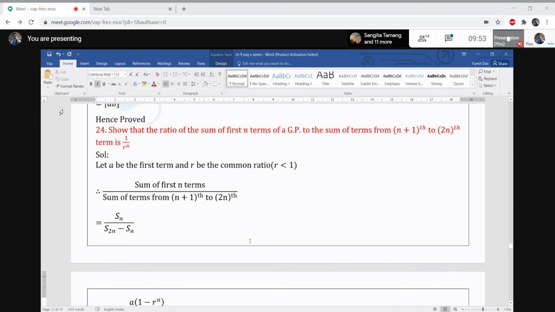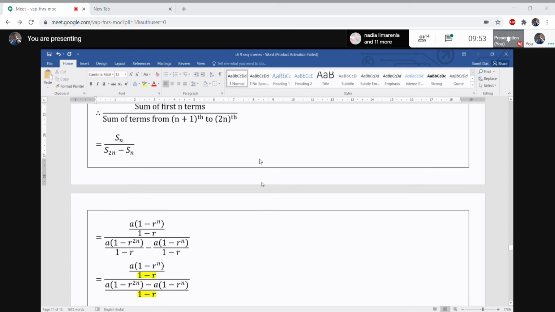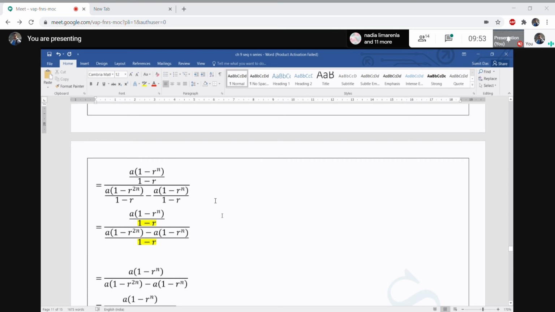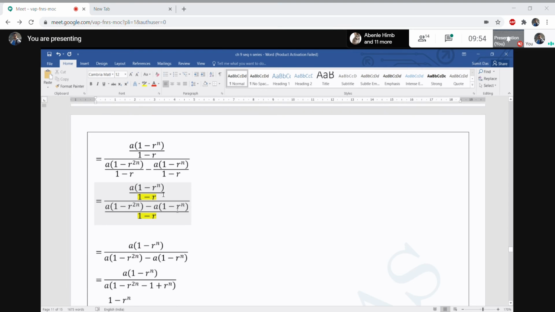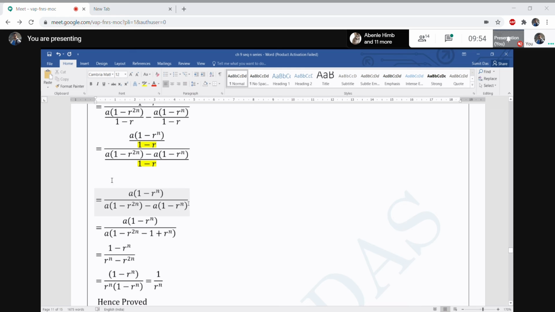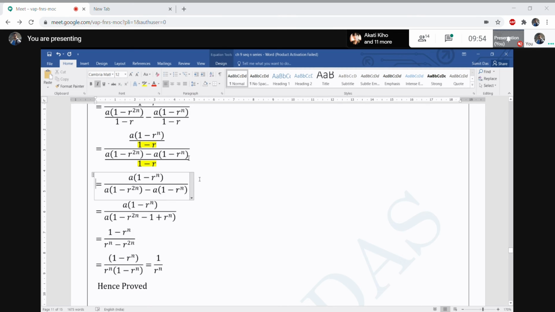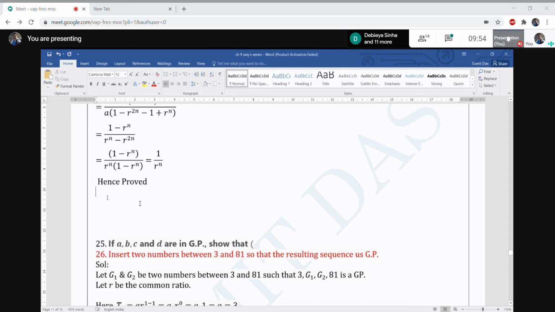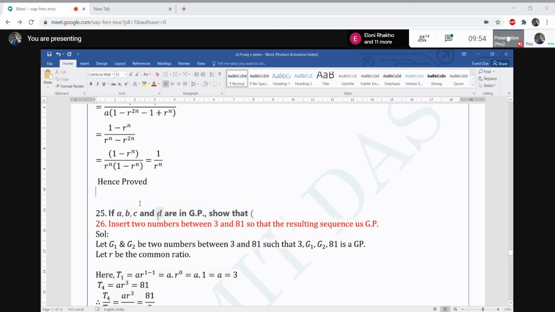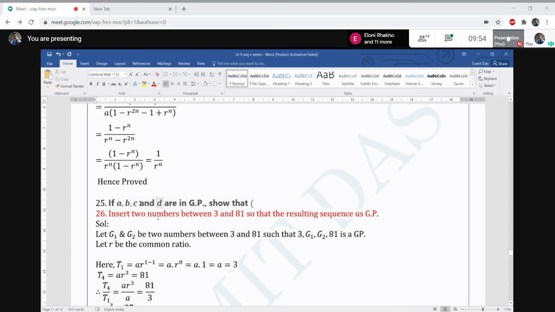As I told you, this question is also a very important question. From question 22, almost every question is very important, and all are 4 and 6 mark questions. This question can come for 6 marks. Hence proved. When I give you the notes, you just study this one. Okay, next, question number 25.